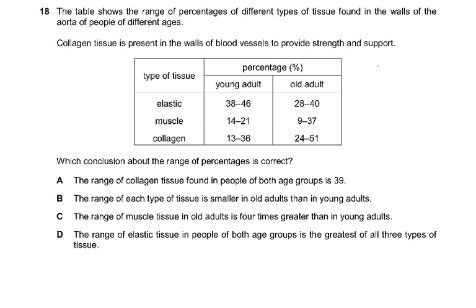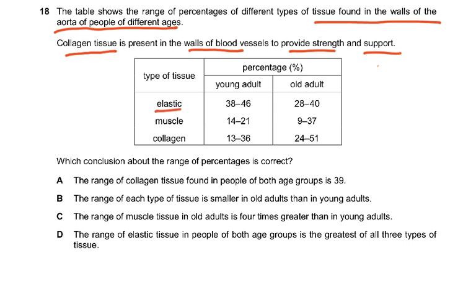Question number 18. The table shows the range of percentages of different types of tissue found in the walls of the aorta of people of different ages. Collagen tissue is present in the walls of blood vessels to provide strength and support. Type of tissue: elastic, muscle, and collagen. Percentage: young adult, old adult. Now, which conclusion about the range of percentages is correct? They don't expect you to know it, but they expect you to look at this table and work it out.